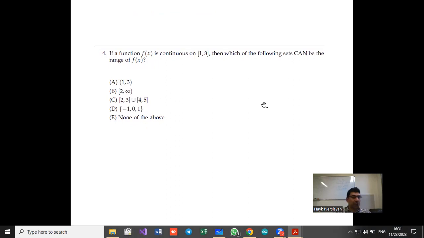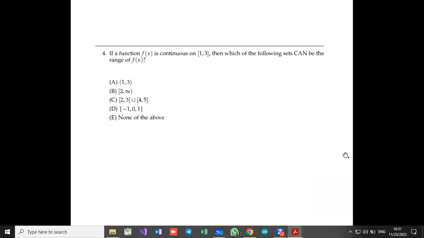Function f is continuous on the closed bounded interval 1, 2, 3. Which of the following sets might be the range of our function? So this is a typical exercise where we are going to apply the extreme value theorem, which says that a continuous function is bounded. It has a minimum and maximum if the domain is closed bounded, which is the case here. And we are going to use IVT, which says if your function at some point is A, at another point B, then all values from A to B are achievable by our function.